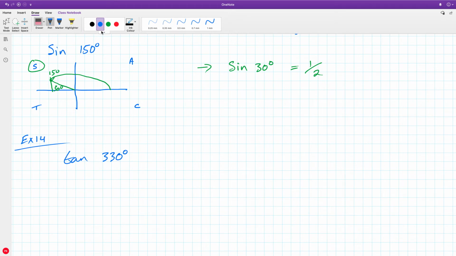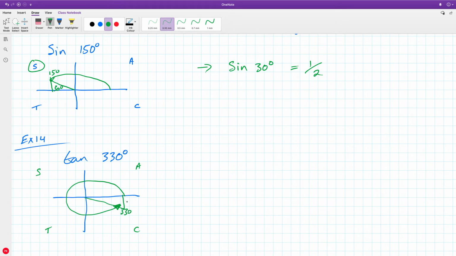Right, let's look at it. So, this time we are looking for the tan at 330. C-A-S-T. We go the whole way around to here. It's 330. Get our reference angle. We always go off our x-axis line, which is 30 degrees. Right. Positive or negative? Minus the tan of 30 degrees. Tan of 30 is minus 1 over root 3.